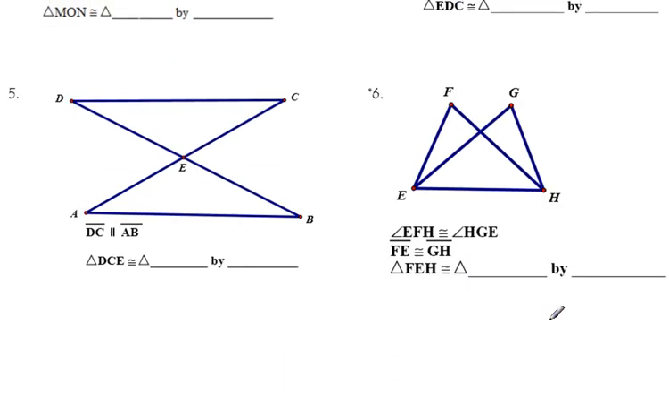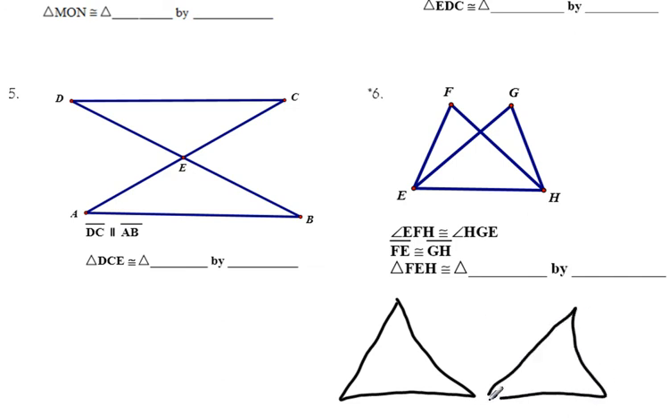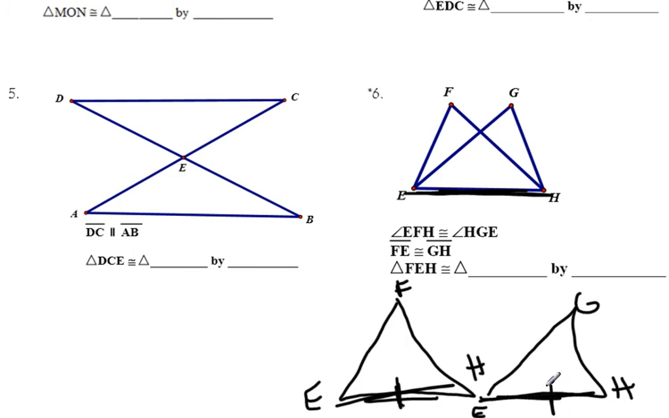Number 6, the first thing I'm going to do is I'm actually going to draw these separate so that you can see the overlapping. If you see FHE, F to H to E, and then GHE, G to H to E. And if you notice here, they both share EH in common. So I'm going to mark that as my shared side.